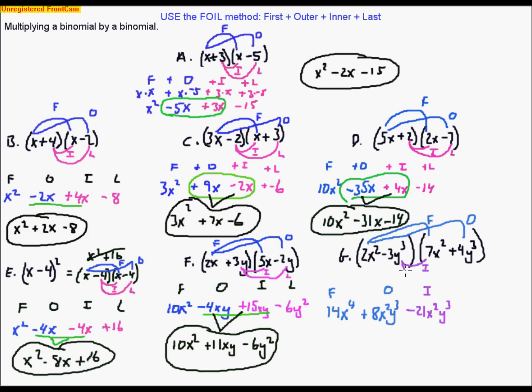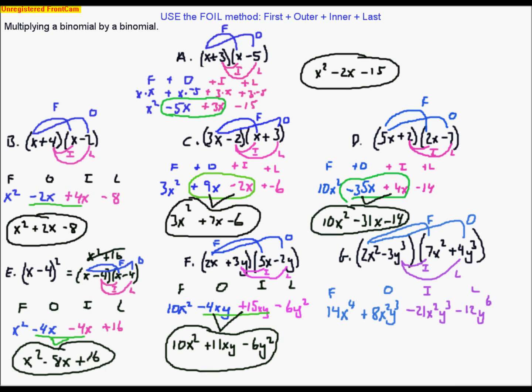Well, last terms. We've got the negative 3 and the 4. So L for last. Negative 3 times 4 makes negative 12. And then we've got some y's. We've got 3 y's here and 3 y's here. That makes 6 altogether. So there it is.